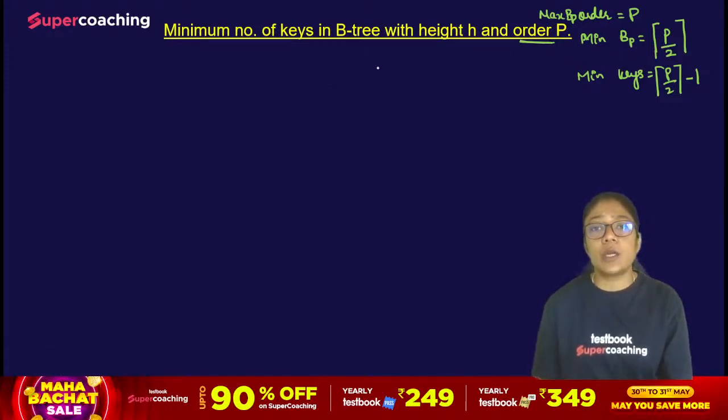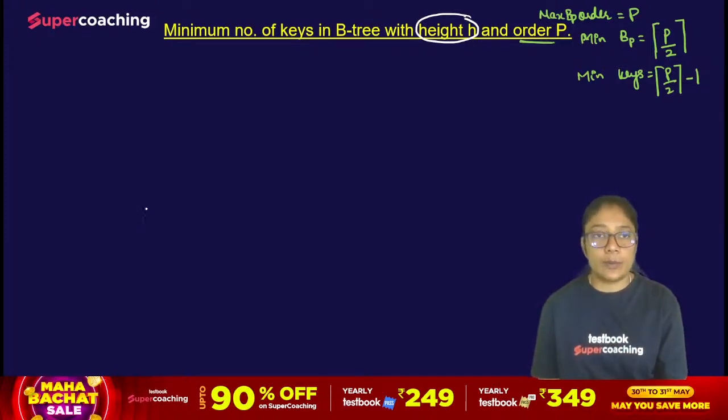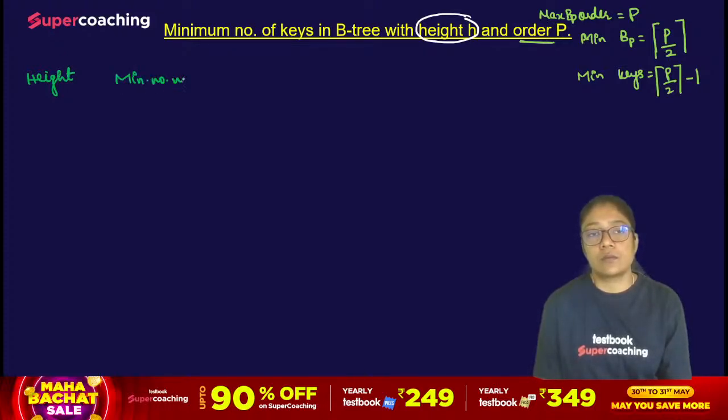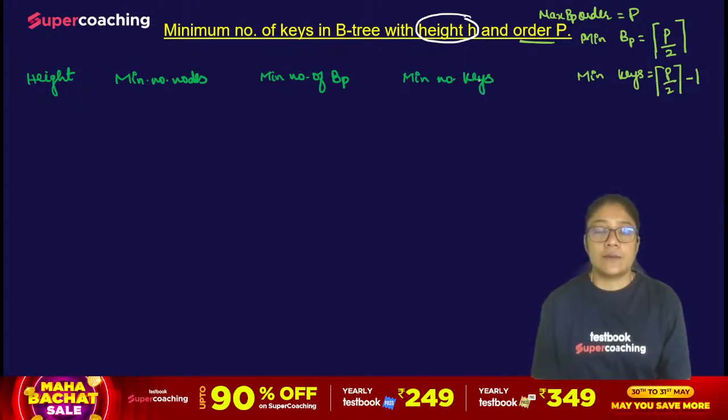Now we need a general formula here with height h. What is the height of the root? Root is at height 0, and level 1 obviously we will be considering. Let us consider the height, minimum number of nodes, minimum number of block pointers, and minimum number of keys. First of all, let's talk about height 0. Height 0 means we are having the root node.